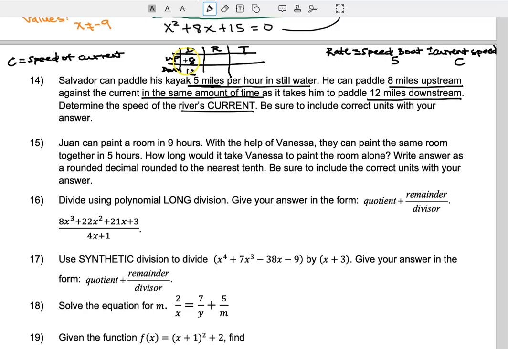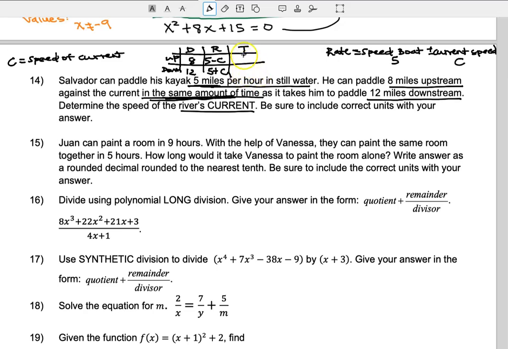Well, upstream, you're going against the current. So that's actually making you go slower. So that's where we're going to use the minus. So 5 minus C. And then going downstream, that's pushing you faster. So 5 plus C. And then the time, all we know about the time is it says the same amount of time. And in math, when we're talking about the same, we mean that they're equal. So we got to set these equal to each other. Well, it doesn't tell me how many hours. It doesn't say like 4 hours and 3 hours or whatever.